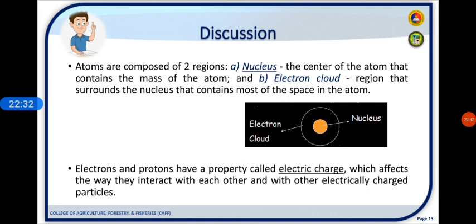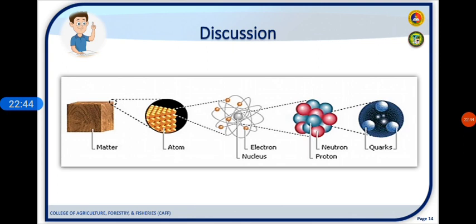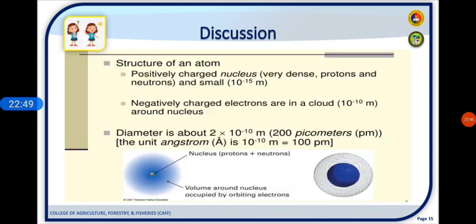Electrons and protons have a property called electric charge, which affects the way they interact with each other and with other electrically charged particles. So for the structure of an atom, we have the positively charged nucleus. Why is the nucleus positively charged? Because it contains protons and neutrons.